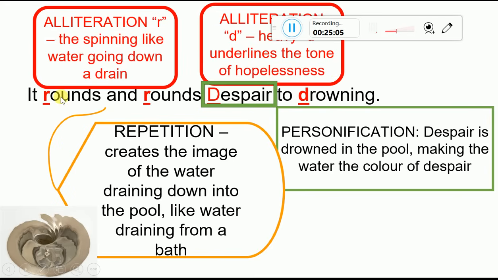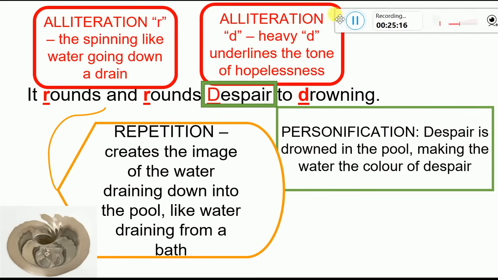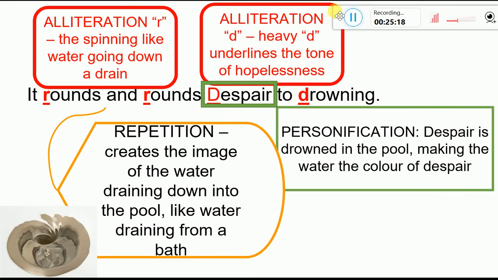And then it further says that it rounds and rounds despair to drowning. You see the choice of words, it's exactly what I've said, that the poem's tone has shifted to that of despondency and hopelessness. It rounds and rounds, the movement of water moving in circular form, and also note the repetition of round and round, meaning the movement of water. Repetition creates the image of water draining down into the pool like water draining from a bath. Alliteration of R, the spinning like water going down a drain.